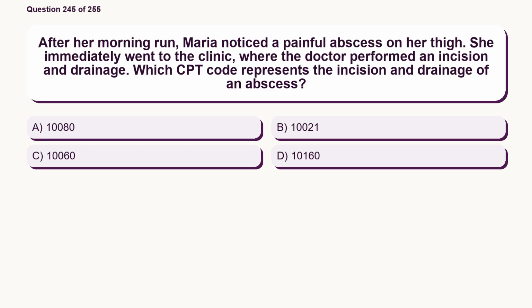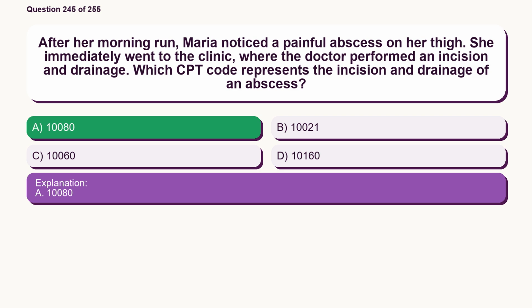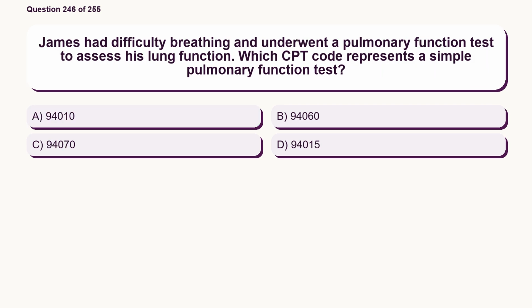Question 245. After her morning run, Maria noticed a painful abscess on her thigh. She immediately went to the clinic, where the doctor performed an incision and drainage. Which CPT code represents the incision and drainage of an abscess? Option A, 10080. Option B, 10021. Option C, 10060. Option D, 10160. The correct answer is option A, 10080. Question 246.